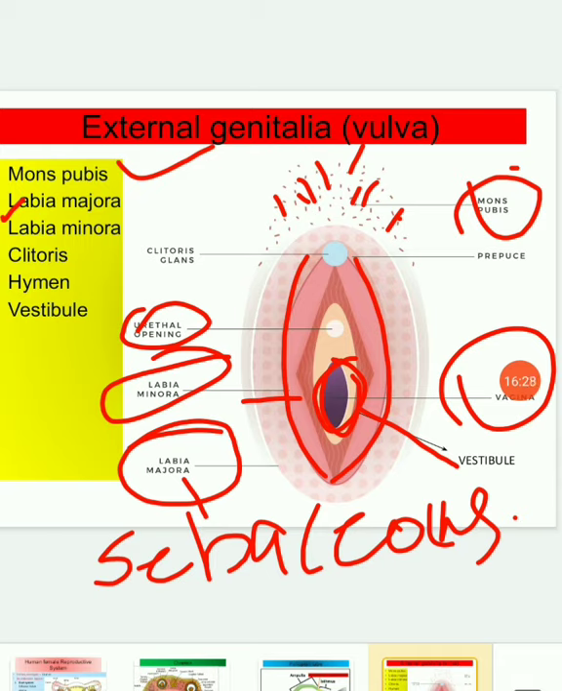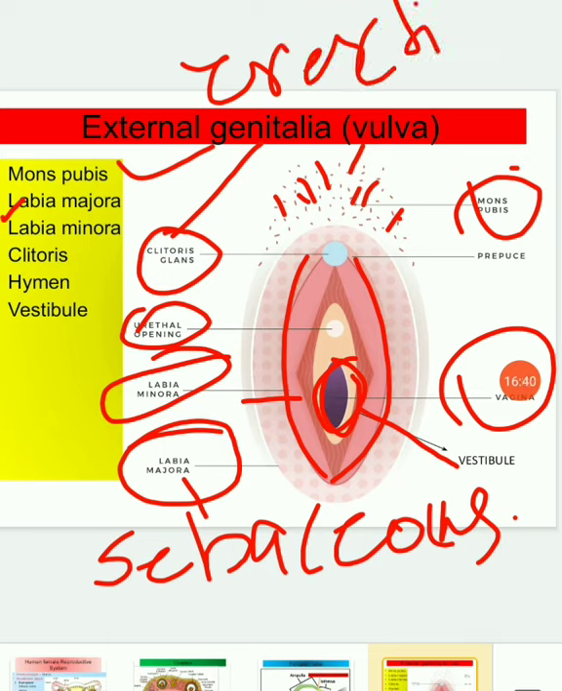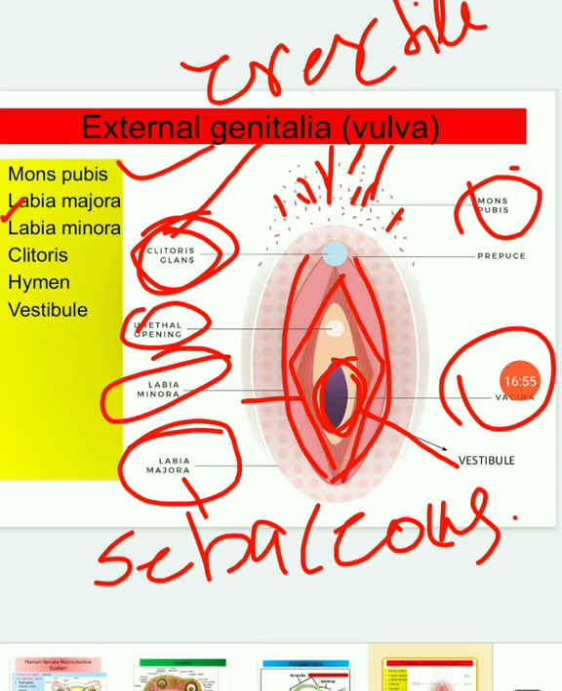Now the next structure is the clitoris. Here it is. It is a finger-like, sensitive and erectile structure which is present below the mons pubis. You can see the mons pubis and below it the clitoris is present, at the anterior of the vestibule. It is also present at the upper junction of the two labia minora. Can you see the labia minora? This one.